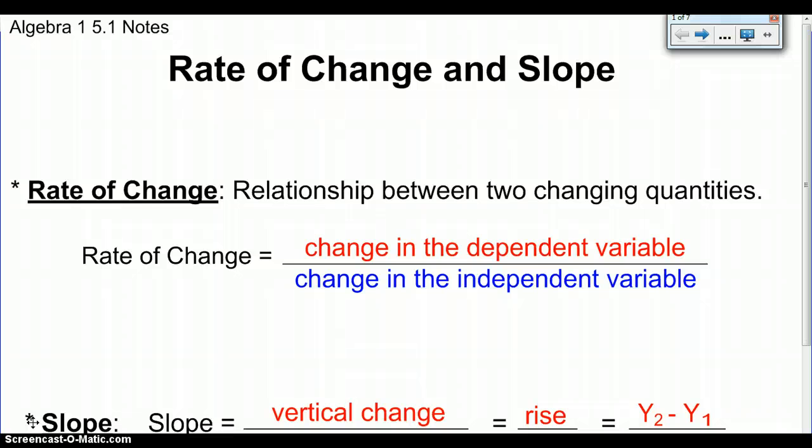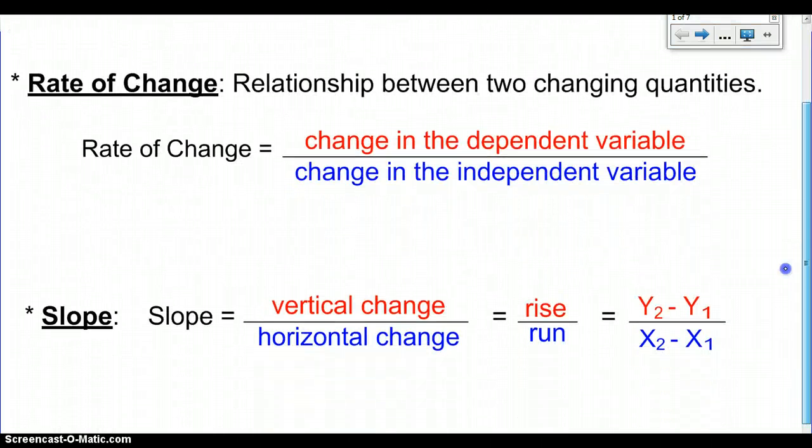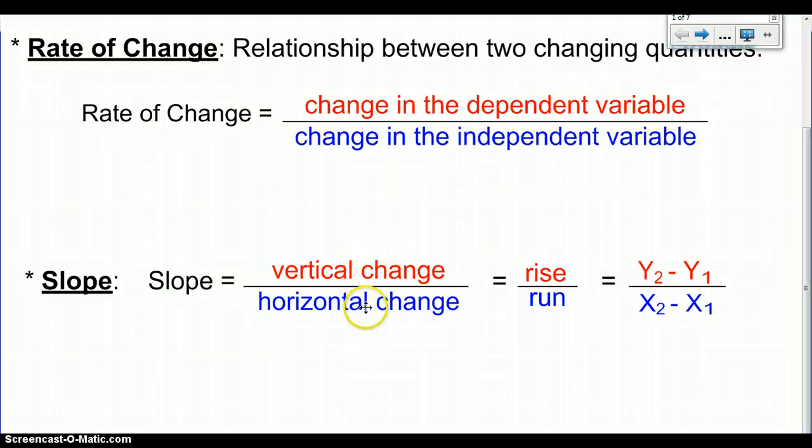So the first slide, as always, is some definitions and some terminology for you guys. The first definition is rate of change, and that is a change in the dependent variable over the change in the independent variable. Then the next one is slope, which is the vertical change over the horizontal change. And some of you might have heard it as rise over run. And then it's also y2 minus y1 over x2 minus x1.